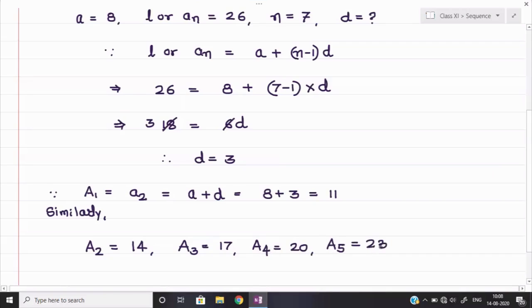And you see the value of a6, means the value of the seventh term in the sequence, that will become here 26. That is our last term in the sequence, right? So this is the answer of this question.